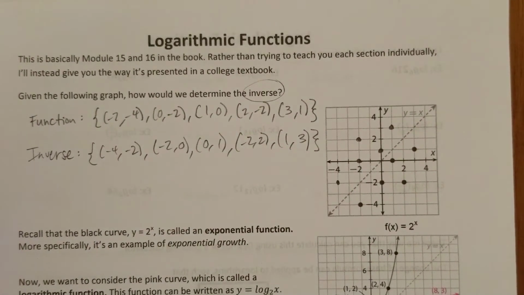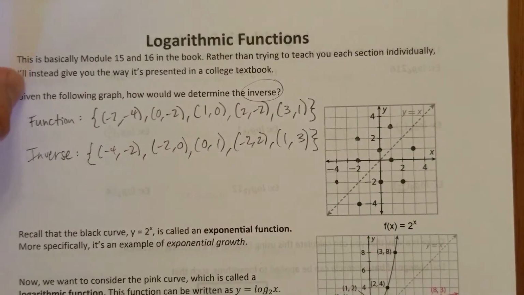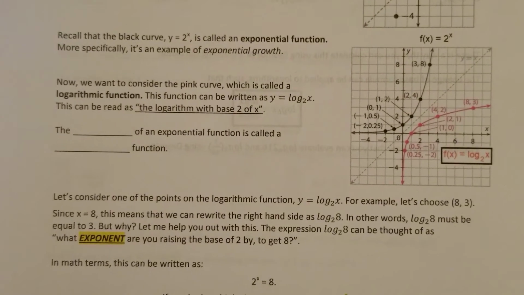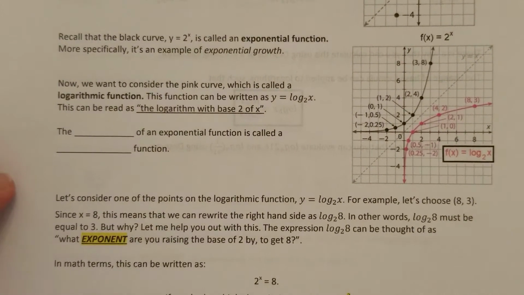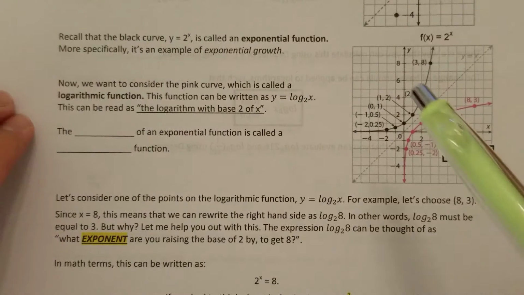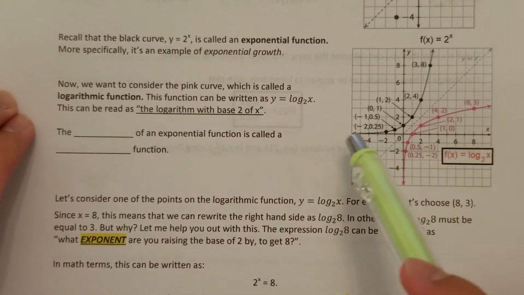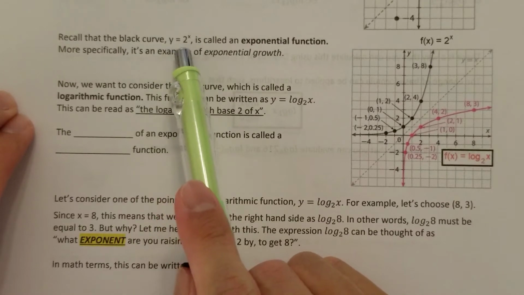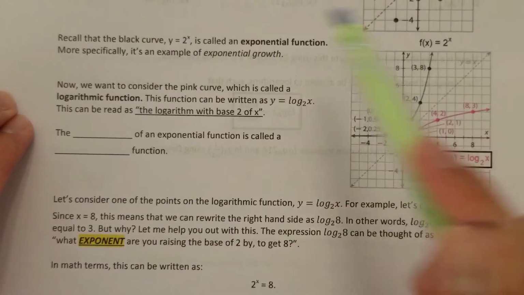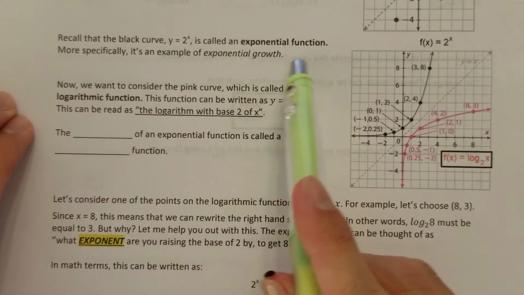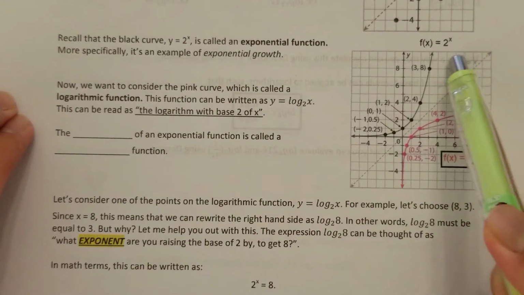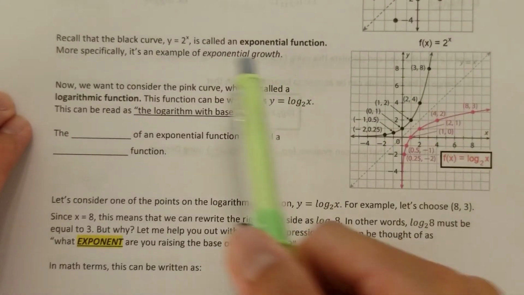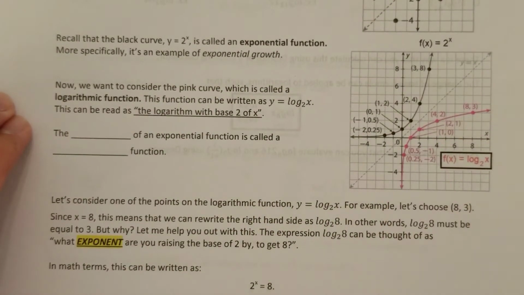Okay, great. Now you're probably thinking, why did I even go over that review topic? Hopefully this will help you understand logarithms. This black curve is something we've done in class. One of the things we did right before the quarter ended, we graphed this function, f of x equals 2 raised to the x. This is called an exponential function because it has a base, and in this case it represents exponential growth. The base is greater than 1.